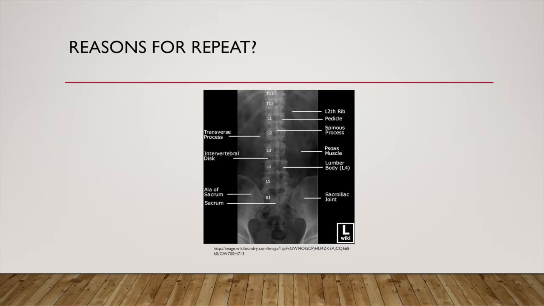Repeats can occur if you do not get the optimal image of the L spine. For example, here's a checklist of the anatomy you must be able to visualize: open intervertebral joints, SI joints equidistant from the vertebral column, transverse processes, vertebral bodies, pedicles, spinous processes centered within the vertebral bodies. If this checklist was not met, then you will most likely need to repeat the image.